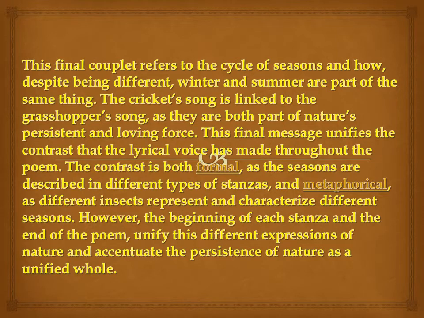These final lines refer to the cycle of seasons, and however different, winter and summer are part of the same thing. The cricket's song is linked to the grasshopper's song, as they are both part of nature's persistence and loving force. This final message unifies the contrast that the lyrical voice has made throughout the poem. The contrast is both formal, as the seasons are described in different stanzas, and metaphorical, as the different insects represent the different seasons. However, the beginning of each stanza and the end of the poem unify these different expressions of nature and accentuate the persistence of nature as a unified whole.